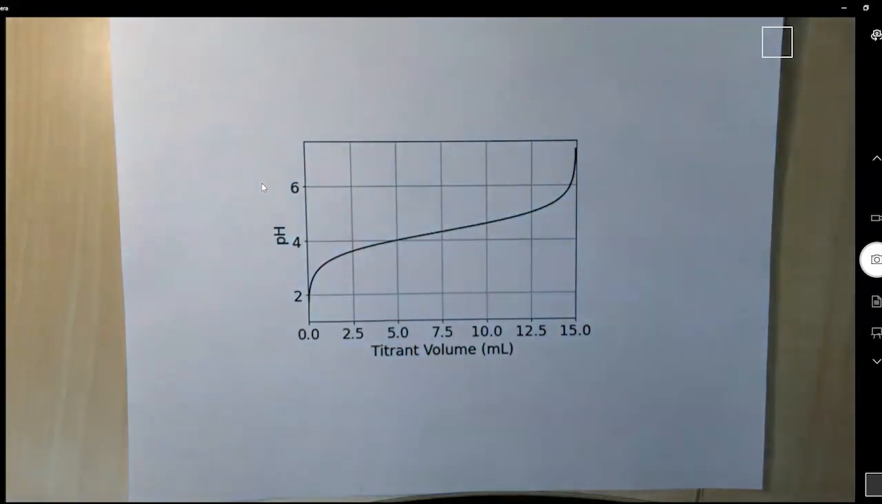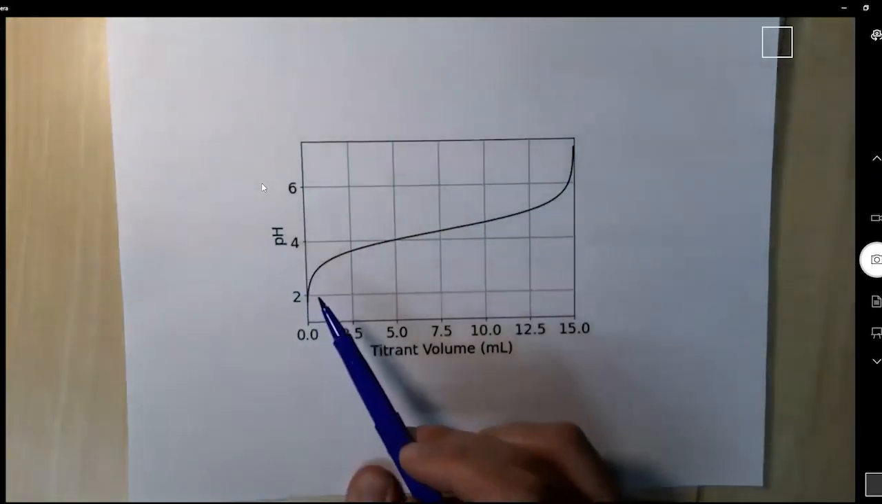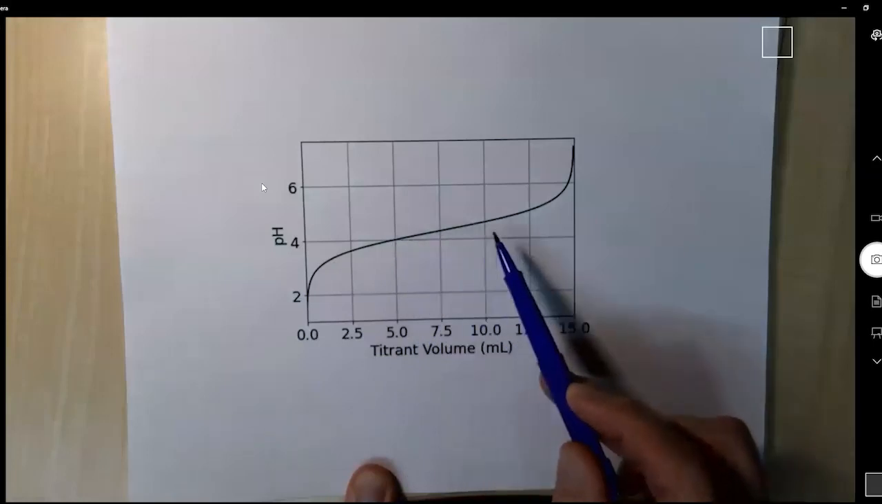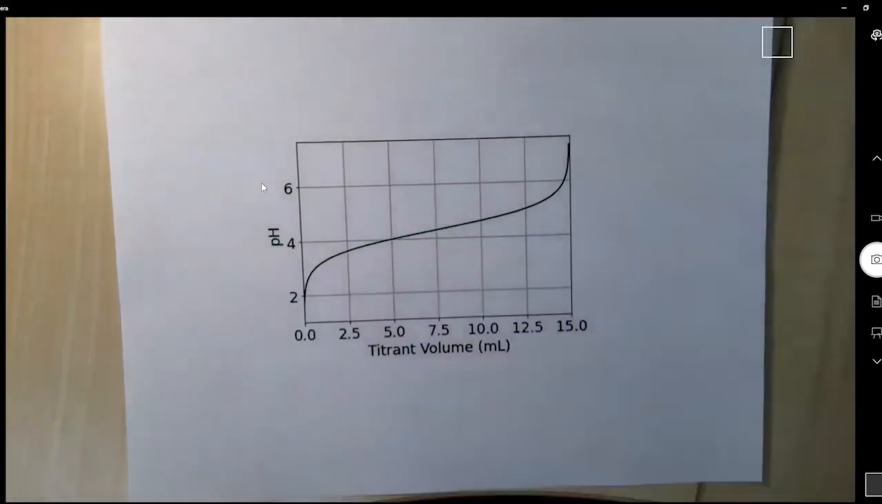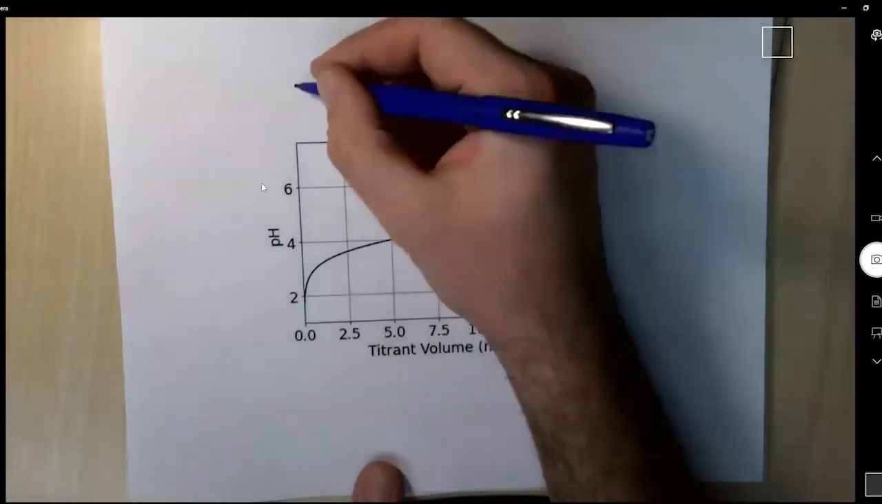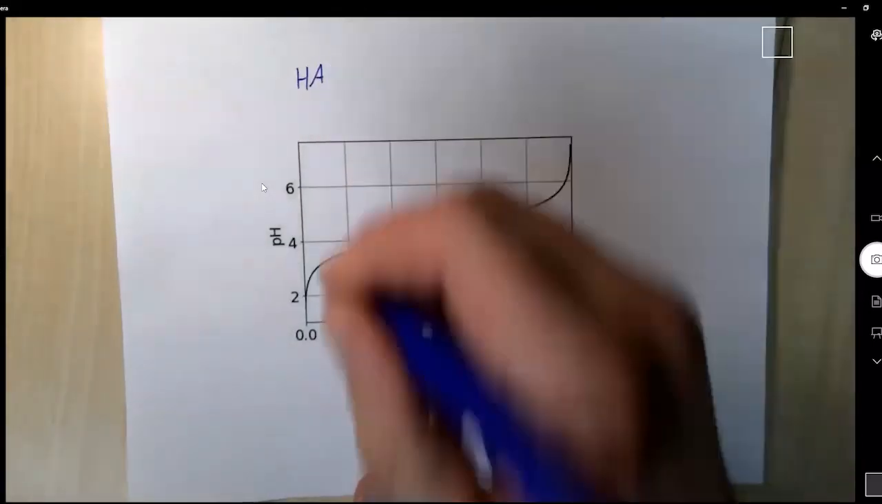Hey everyone, this video is about interpreting data from a titration curve where you are looking at the pH of a solution versus the volume of titrant that you've added during the titration. This is exactly the kind of data that you're going to be collecting in lab this week. All right, so this titration curve is for a monoprotic acid, HA.